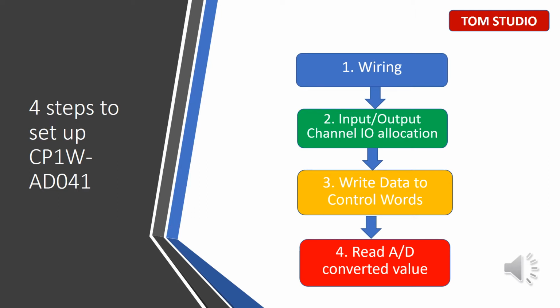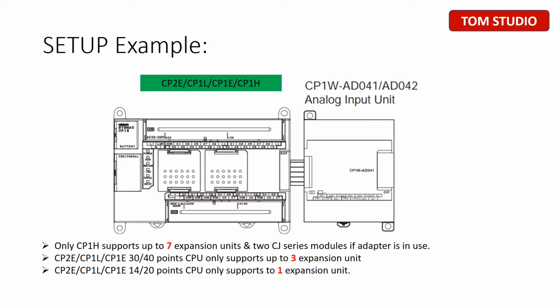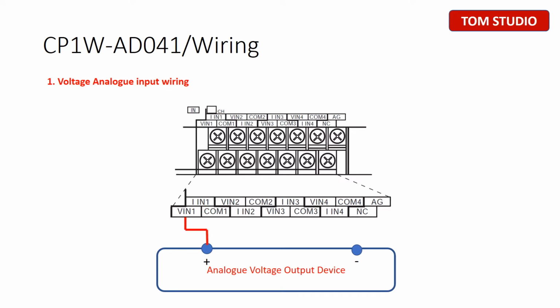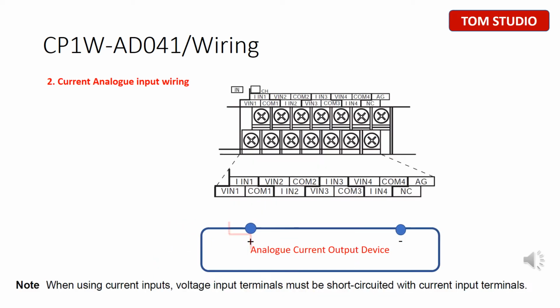Step 2, Input and Output Channel I/O allocation. Step 3, Write data to control words. Step 4, Read analog converted value from certain words. Important: when the current analog signal is in use, voltage input terminals must be short-circuited with current input terminals.